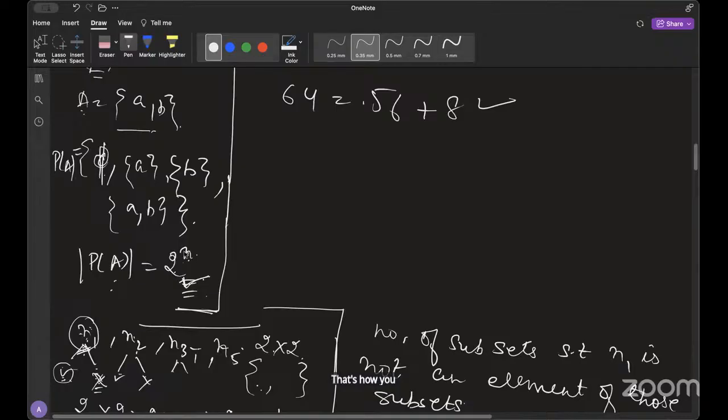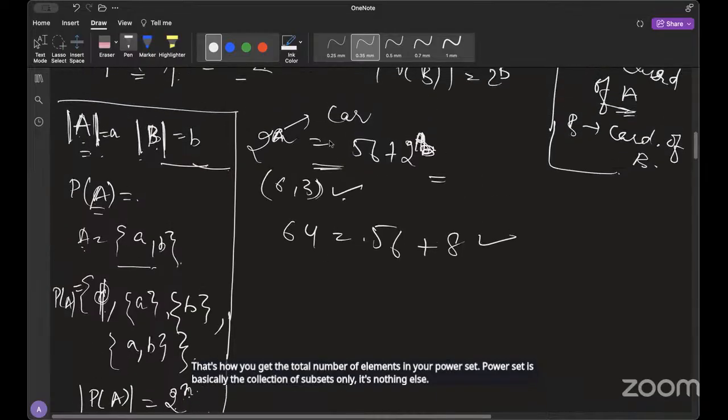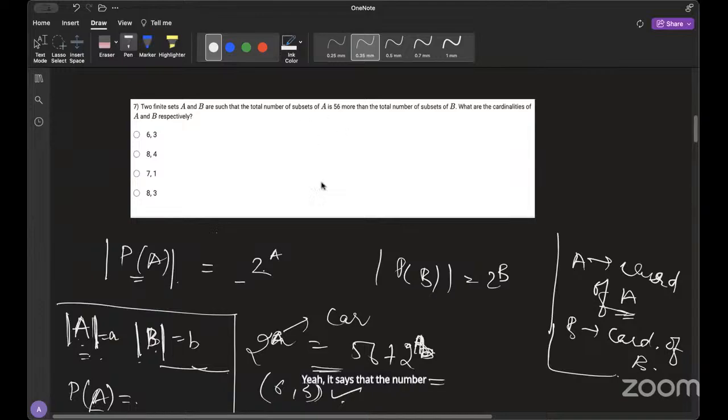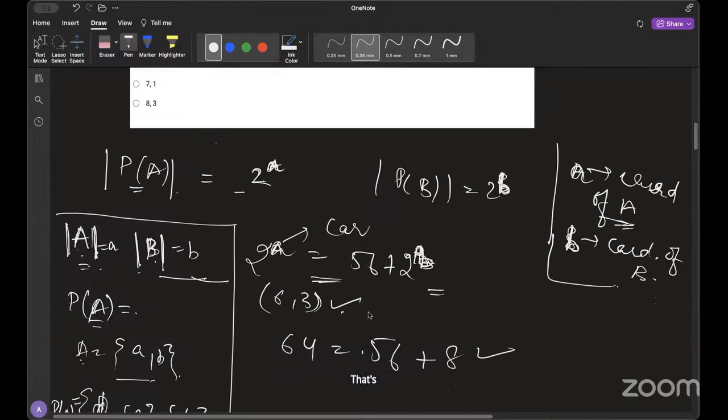That's how you get the total number of elements in your power set. Power set is basically the collection of subsets only. It's nothing else. In the question it says that the number of subsets of A is 2 to the power a, right? This part must be clear, where small a is the cardinality of the set A, small b is the cardinality of set B. So we can also say that the cardinality of the power set of A is the same as the number of subsets of A. That's precisely what a power set is.